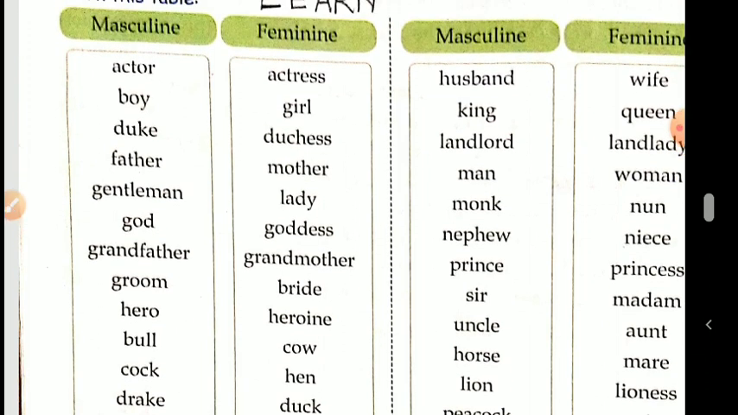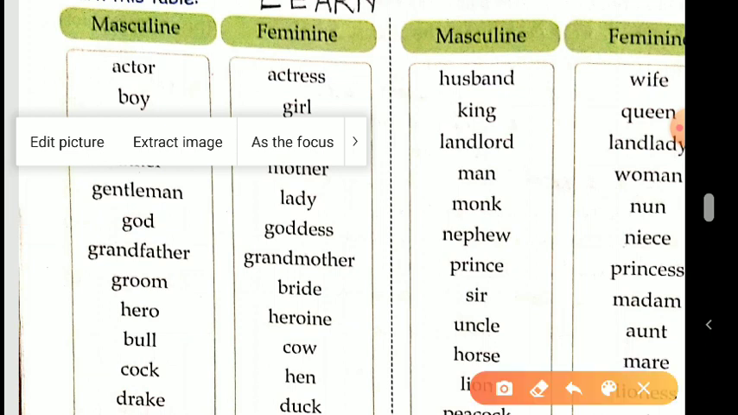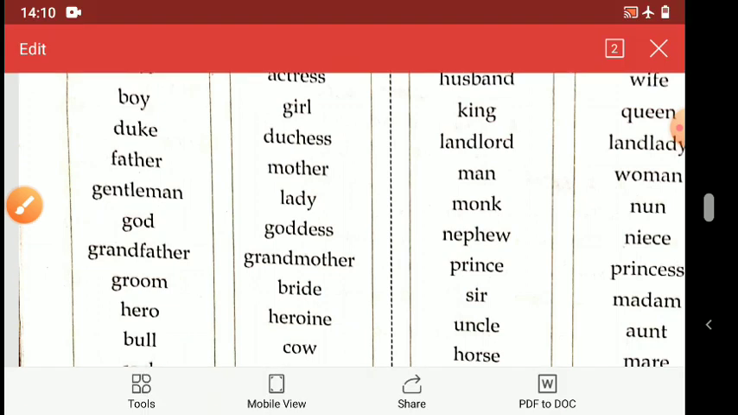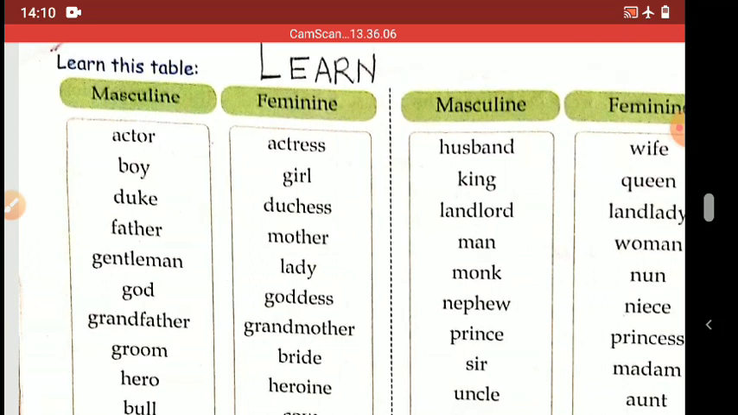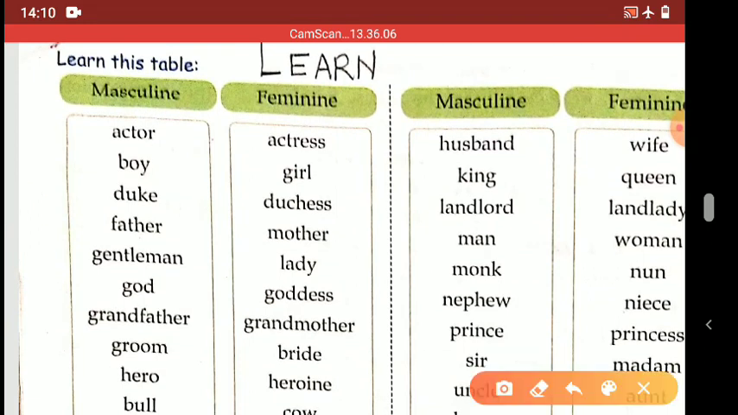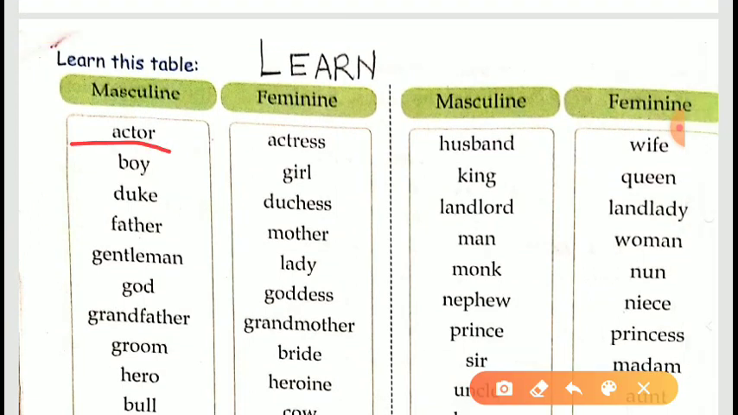Now, student, the first, our first masculine gender over here is actor. Everyone knows actor, and the feminine gender of actor is actress. Now you need to see the change in spelling also. Pronunciation is also different and spelling is also different. So actor is ACTOR and it will become actress in feminine gender.